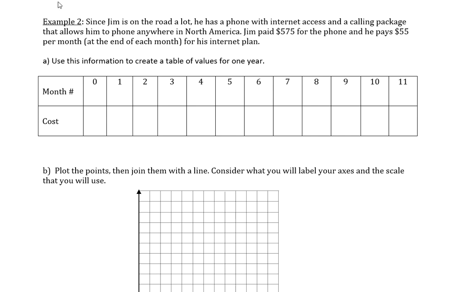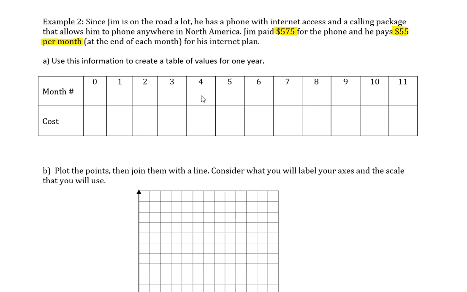Let me just highlight the numbers. The numbers are always important. Paid $575 for the phone, and he pays $55. And every time, that word per is always important, so I'm going to include that as well. Use this information to create a table of values for 1 year. We have to create a table of values.